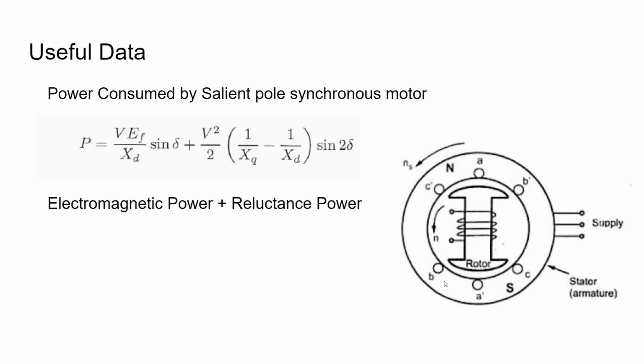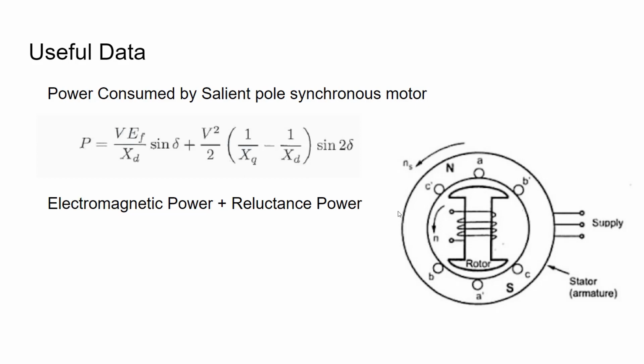Let us have a brief discussion on the salient pole synchronous motor. Unlike the cylindrical rotor, the salient pole is non-uniform in shape. So, the reactance is not the same all over the surface. For example, this is the direct axis and this is the quadrature axis. The direct axis is along the poles and the quadrature axis is perpendicular to the poles. The direct axis reactance is represented as XD and the quadrature axis reactance is represented as XQ.